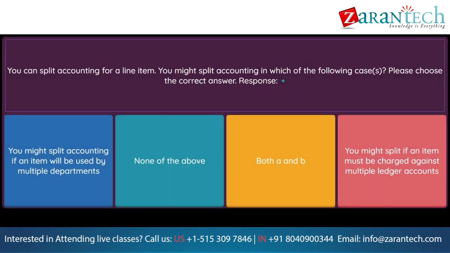Question: You can split accounting for a line item. You might split accounting in which of the following cases? Please choose the correct answer. Response: Option 1, you might split accounting if an item will be used by multiple departments. Option 2, none of the above. Option 3, both A and B. Option 4, you might split if an item must be charged against multiple ledger accounts.